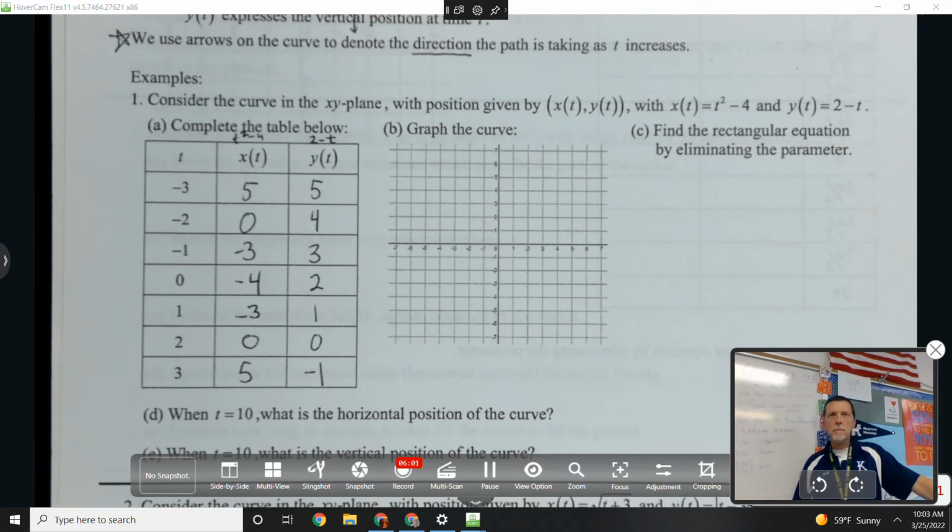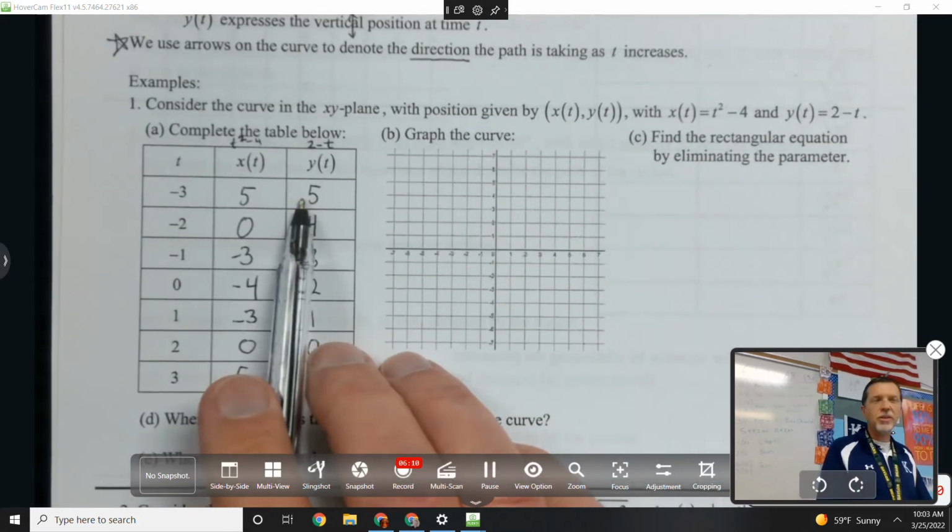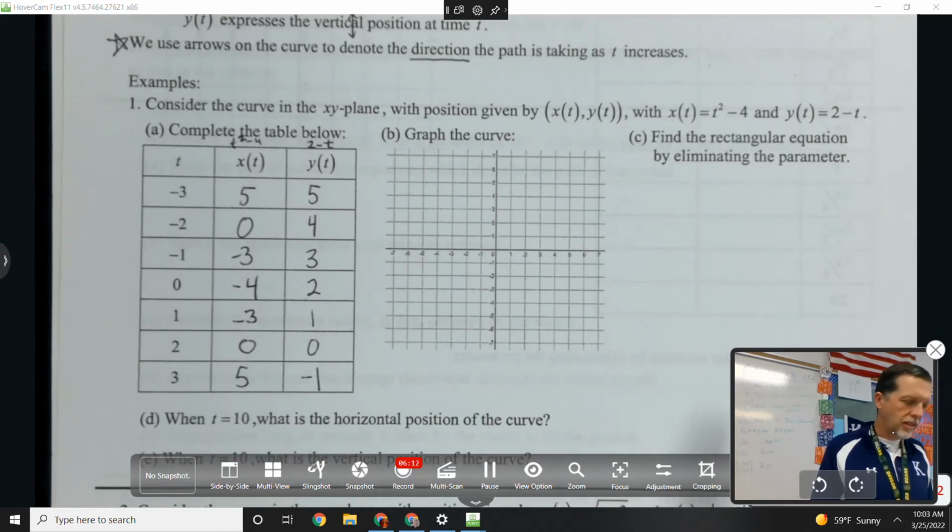Will they always start with the same number like that, or is it just coincidence? They both start at 5? Yeah, that's just coincidence.